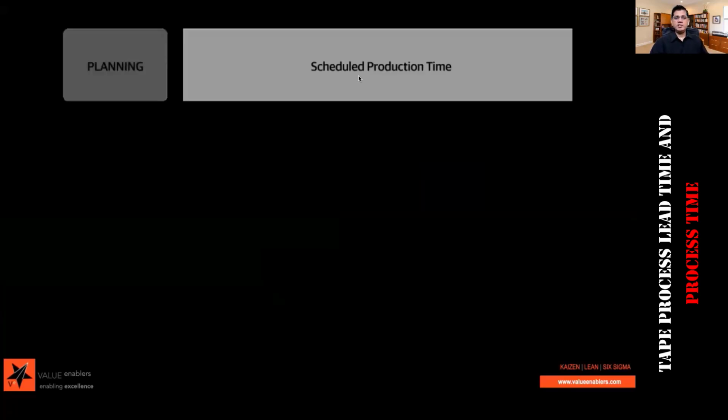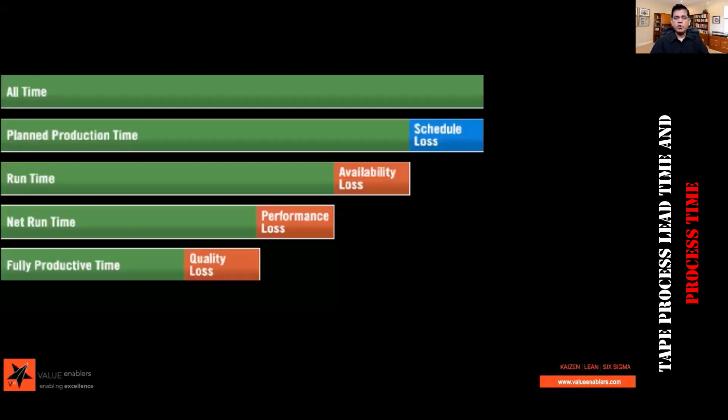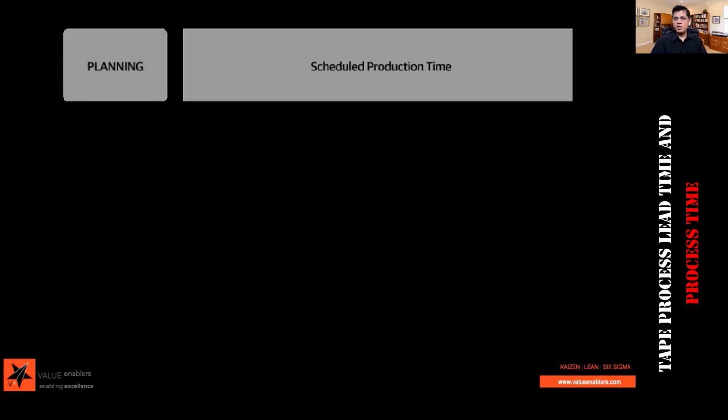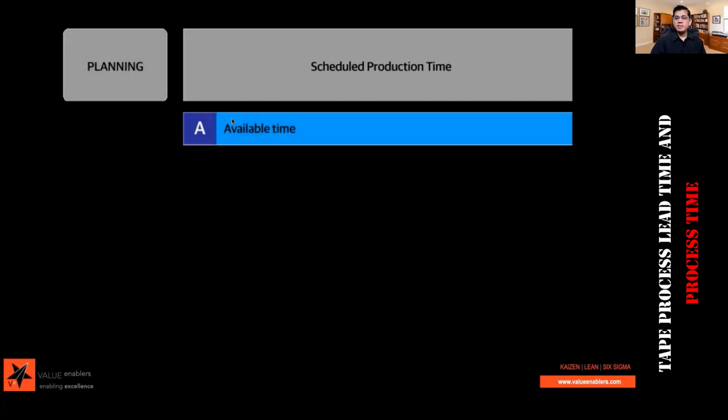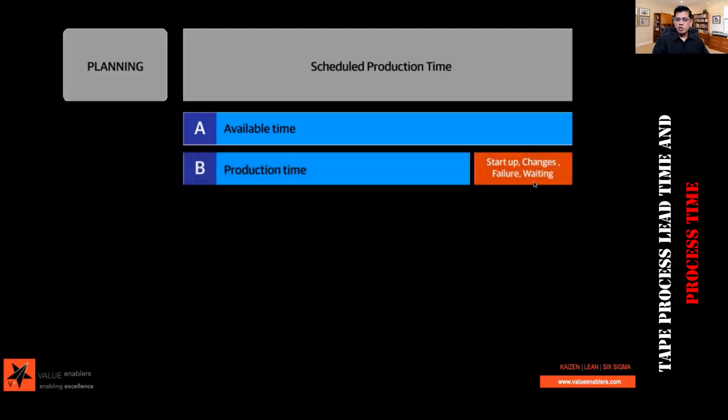So suppose scheduled production time, because in the earlier slide we spoke about scheduled loss and then planned production time, right? So we start with that. Say the scheduled production time is this, and this is what the planning will schedule for production. But sometimes what happens is, when you have this time available, which the planning department has given to you, finally there will be startup loss, there will be changeovers, there will be failures, there will be waiting times, and they will eat into the available time. If you can relate to what I'm saying, type I here in the comment box.